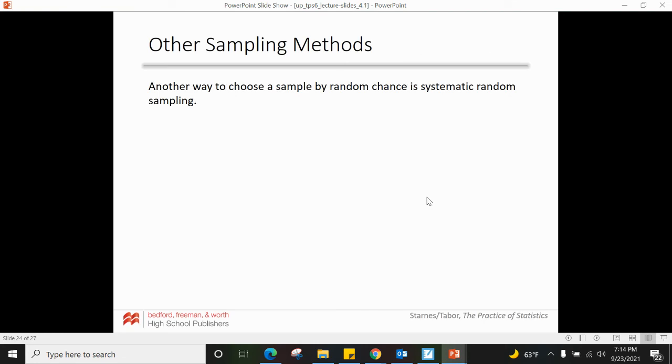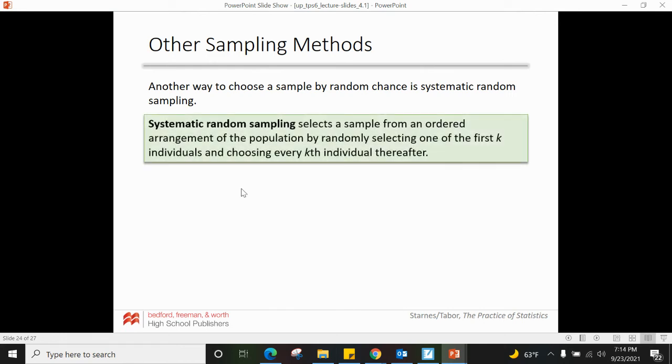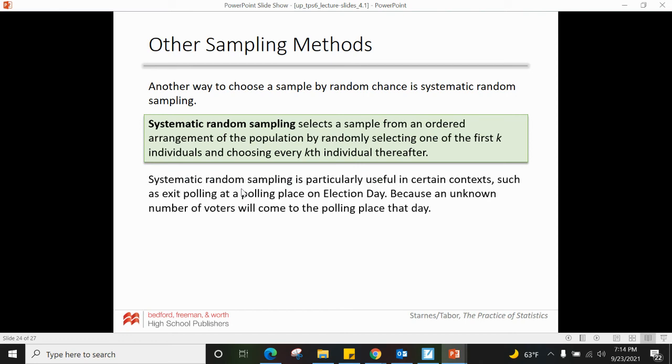Another way to choose a simple random sample is systematic random sampling. Systematic random sampling selects a sample from an ordered arrangement of the population by randomly selecting one of the first k individuals and choosing every kth individual thereafter. Systematic random sampling is particularly useful in certain contexts, such as exit polling at a polling place on election day, because an unknown number of voters will come to the polling place that day.